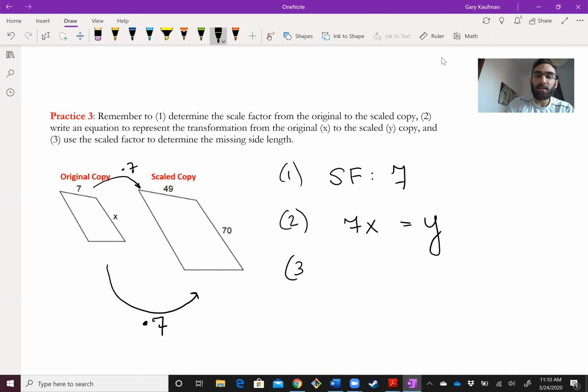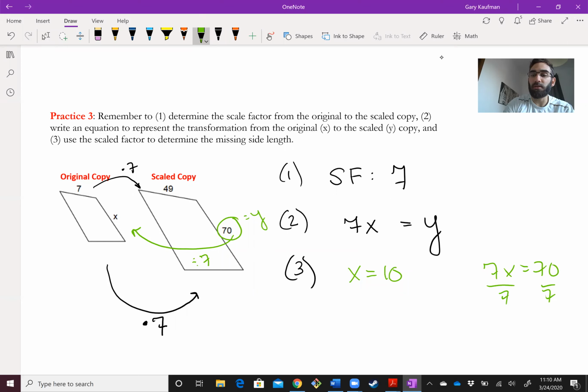Well, I can then use my scale factor to actually work backwards and do the inverse and think about what times 7 equals 70, or undo the multiplication by dividing, and I can get that x equals 10. I could also use the equation and know that this represents our y value and say 7x equals 70. Divide by 7, x equals 10. So this is me using this equation.